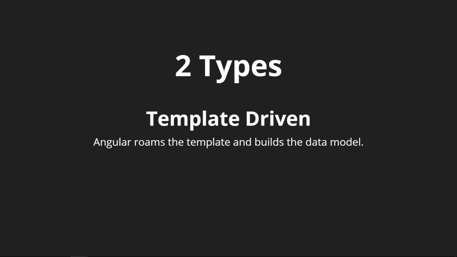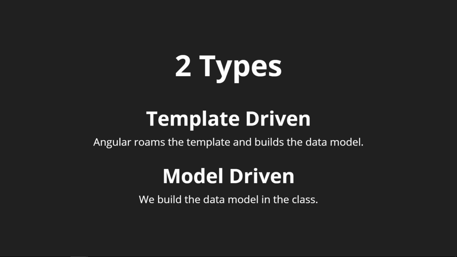There is the template-driven form, which is we're going to write all of our logic into the Angular 2 templates, and Angular is going to go through that template and build a data model for our form. So we can think of this as the implicit way to create forms. The second way is the model-driven way, where we do all of our logic inside of the class. We're going to explicitly create the model for our form.